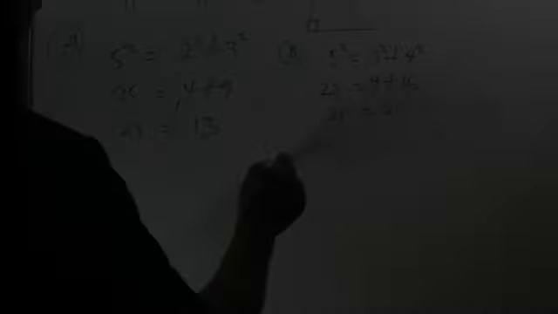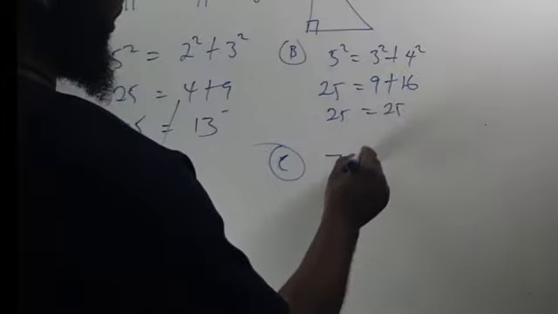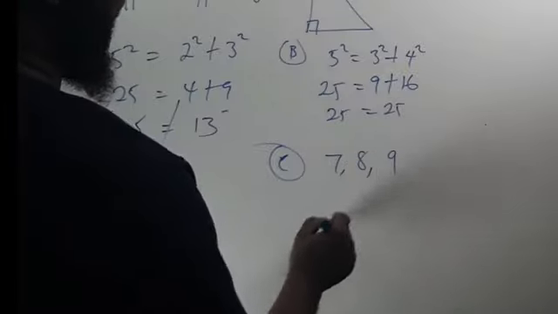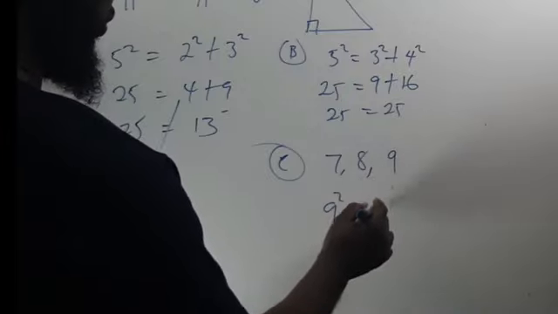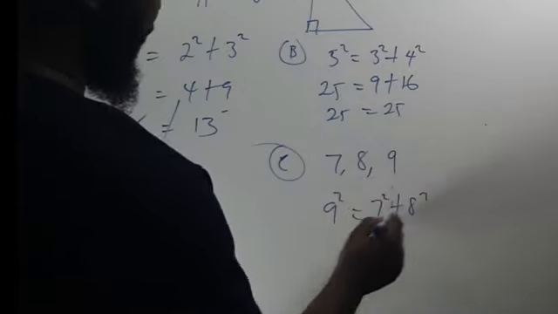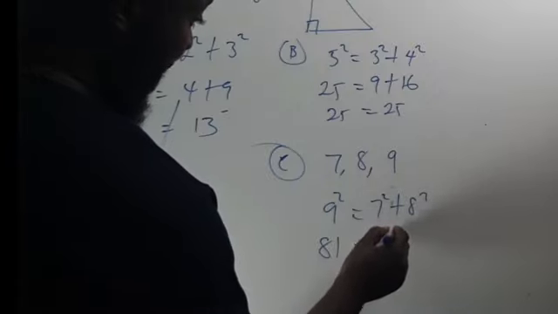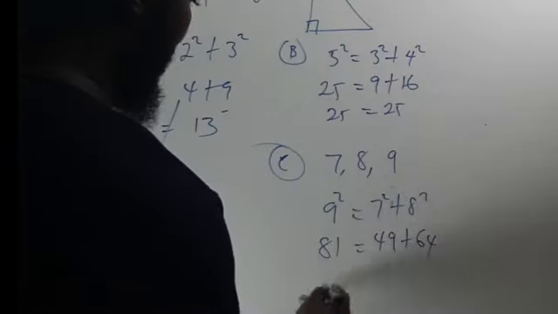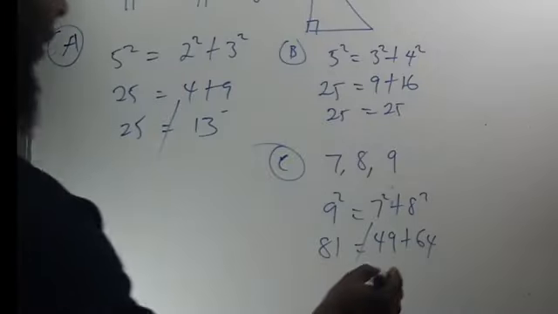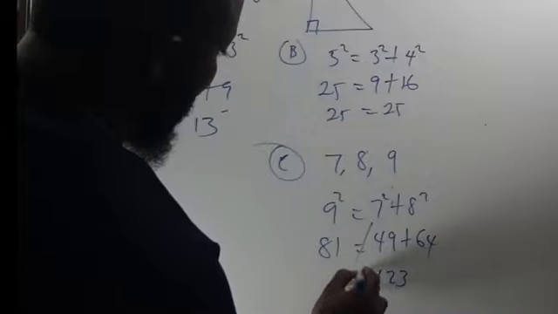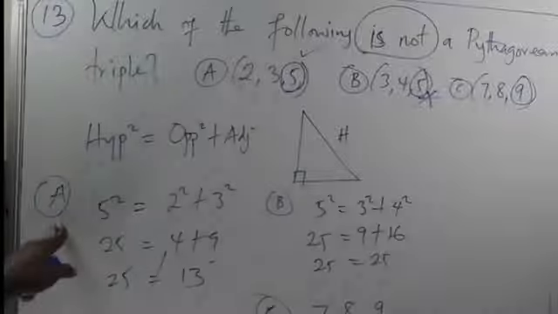So C. We have 7, 8, 9. The 9 here is the hypotenuse. So we say 9 squared equals 7 squared plus 8 squared. This is 81. This is 49. This is 64. Adding this together shows that this and this are not the same. 49 plus 64 is 113, which is not the same thing as 81.